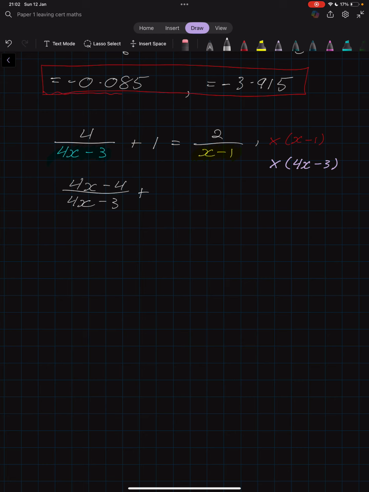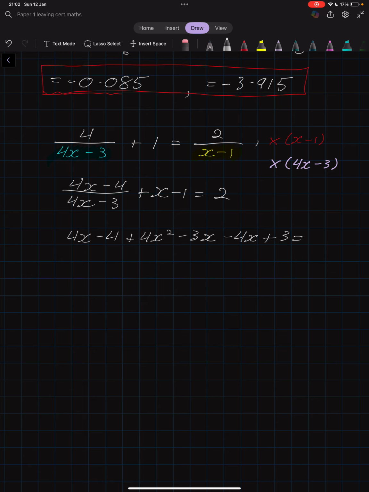And now I'm going to multiply by 4x minus 3. If I multiply the left term by 4x minus 3, I'm just left with 4x minus 4. Plus x multiplied by that is going to be plus 4x squared minus 3x. Minus 1 multiplied by 4x minus 3 is just minus 4x plus 3, equals 2 multiplied by 4x minus 3, which is just going to be 8x minus 6.